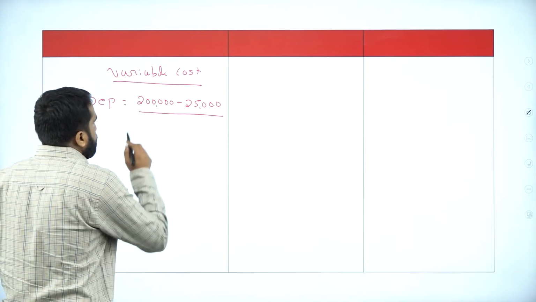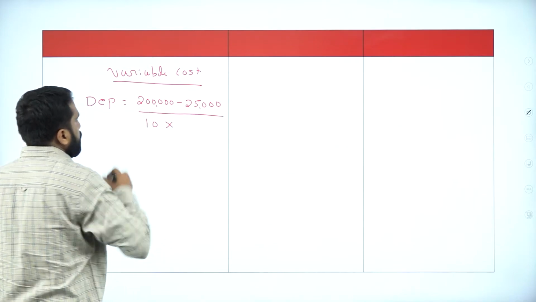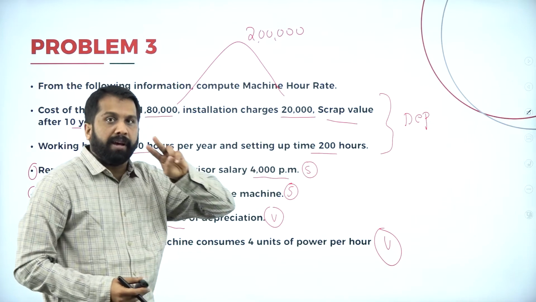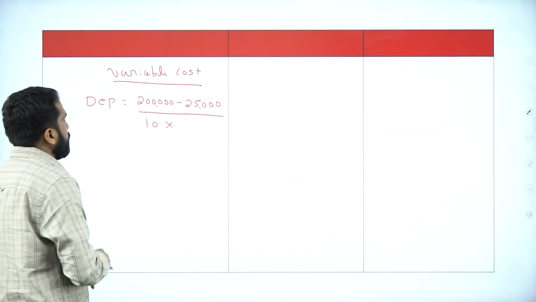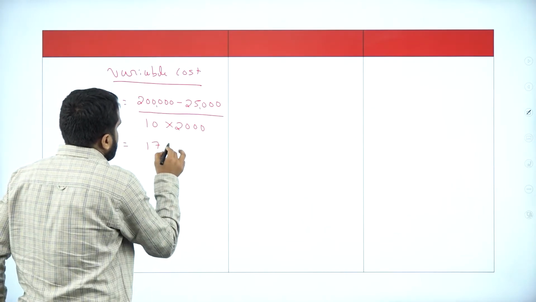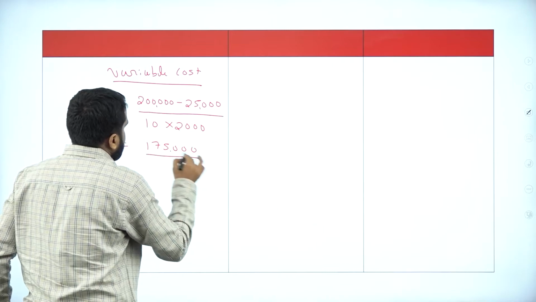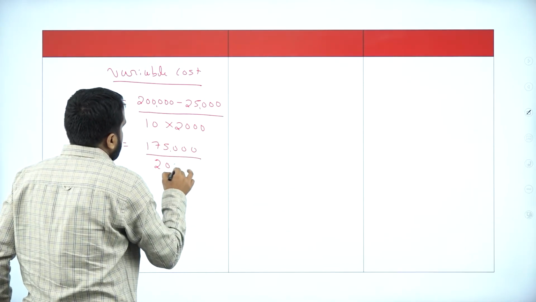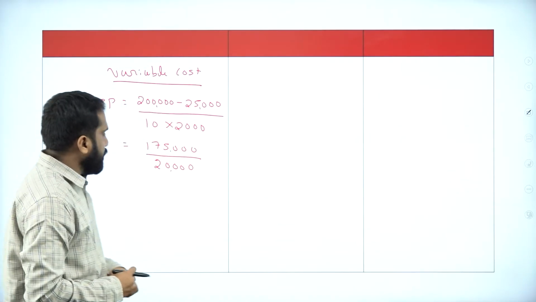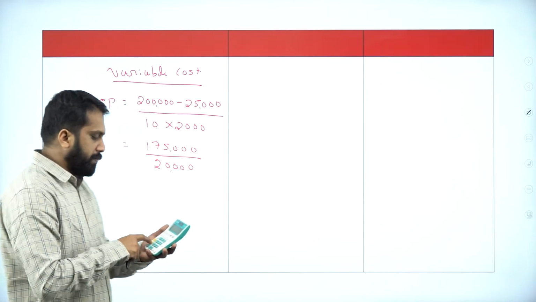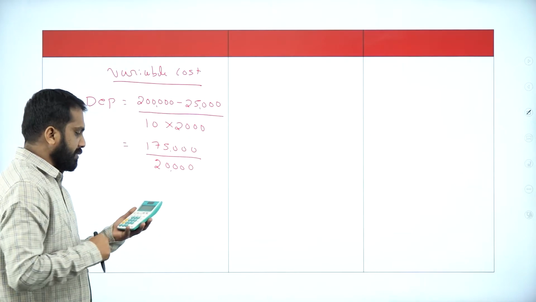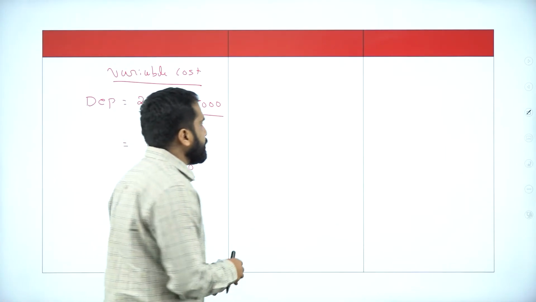Now, divided by the number of years, 10, into the number of hours. 2,200 minus 200, we have 2,000 hours. So what is the answer? It will be 1,75,000. 2,000 into 10 will be 20,000. Hope you are clear. So what is your depreciation now? Simple. 1,75,000 divided by 20,000. I got 8.75 as your depreciation.